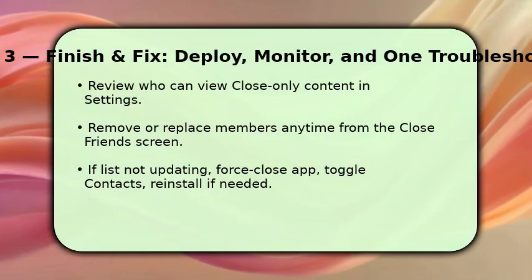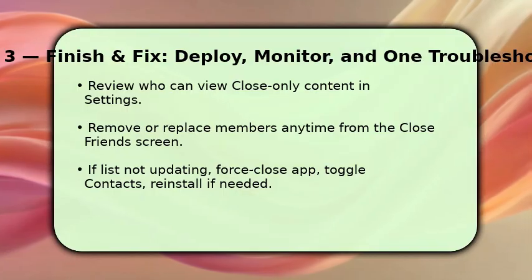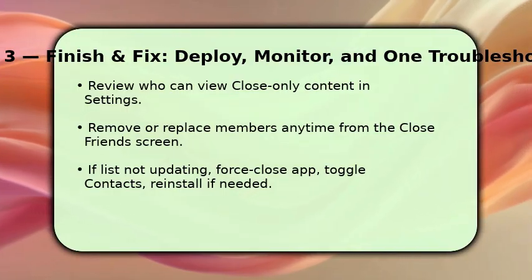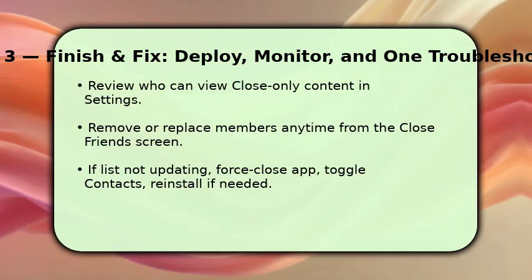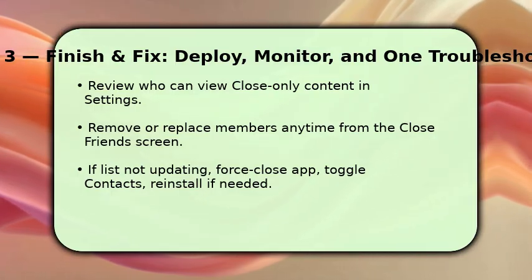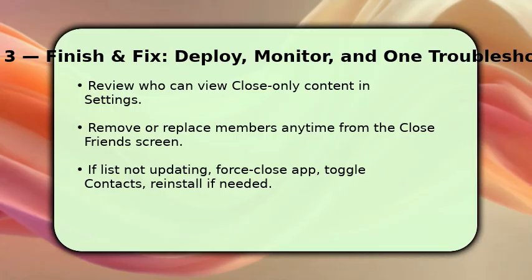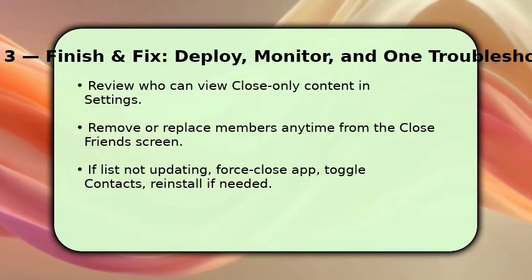Finish by double-checking story and privacy settings so only your close friends see reserved snaps. Once satisfied, send a test snap or post a close friend story to confirm visibility. If someone shouldn't be there, remove them instantly from the close friends screen.